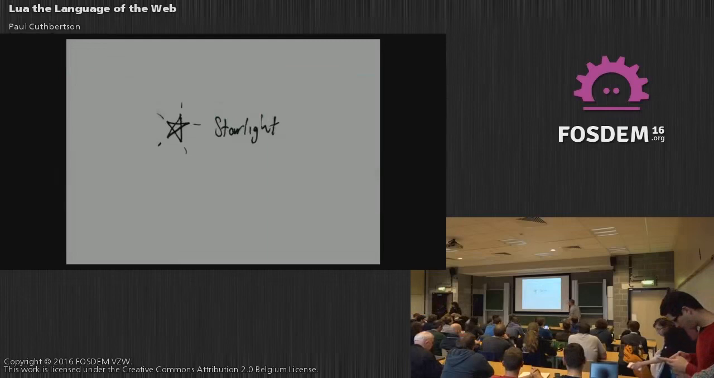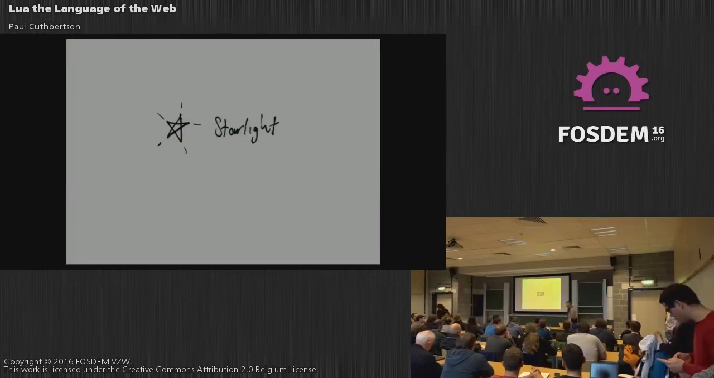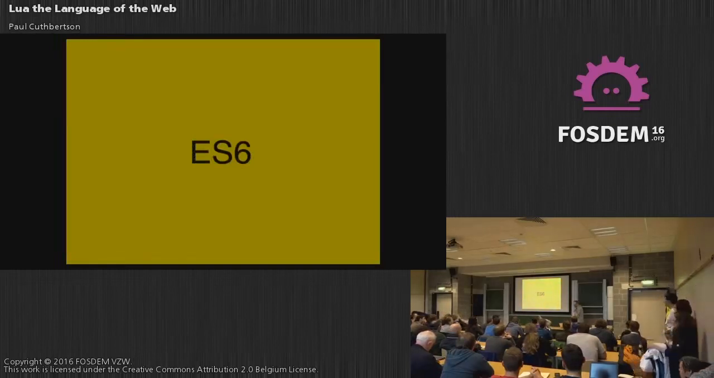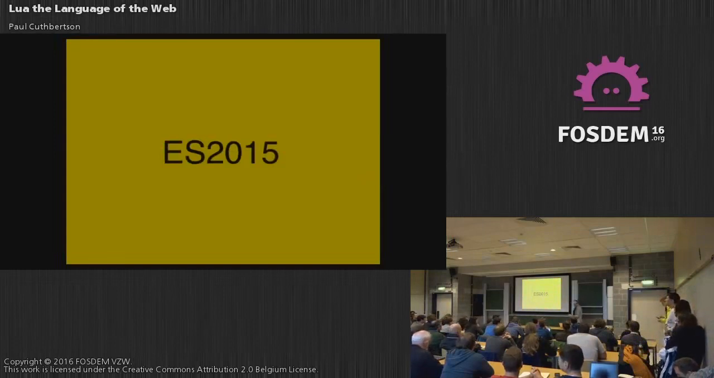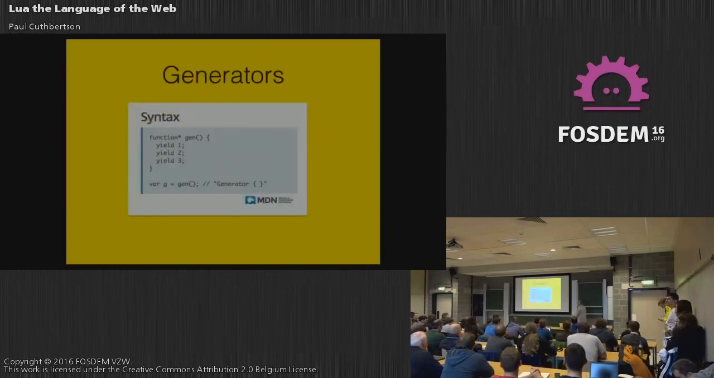So today I'm going to talk about my new project, which is Starlight, which is a translator from Lua to JavaScript, or more specifically ES6, or ES 2015 as it's called now. The story of Starlight started 6 months ago, but it really started 2 years ago when I came across ES6 for the first time and noticed there are some similarities between what I use every day and what I would want to be using every day.